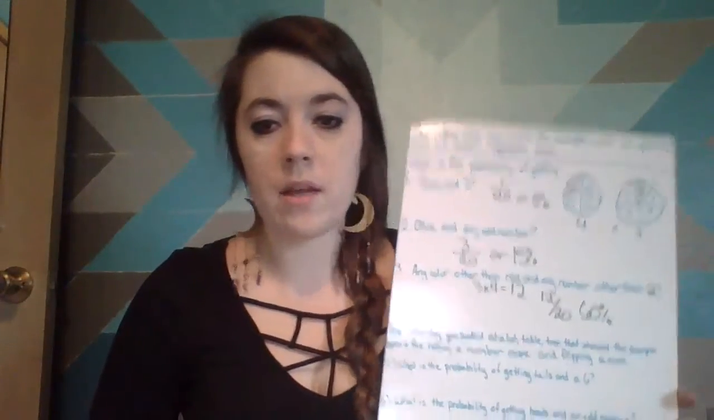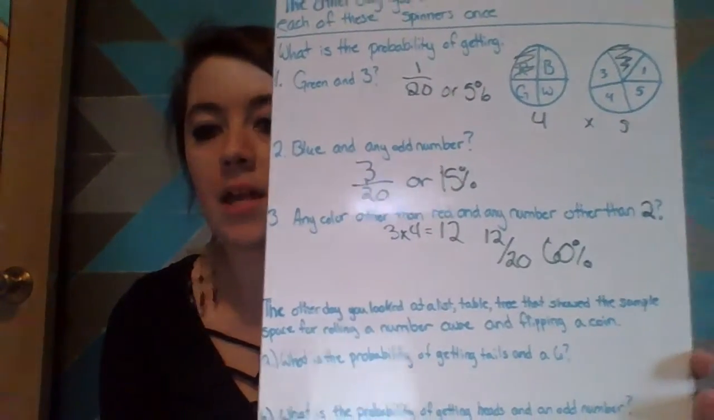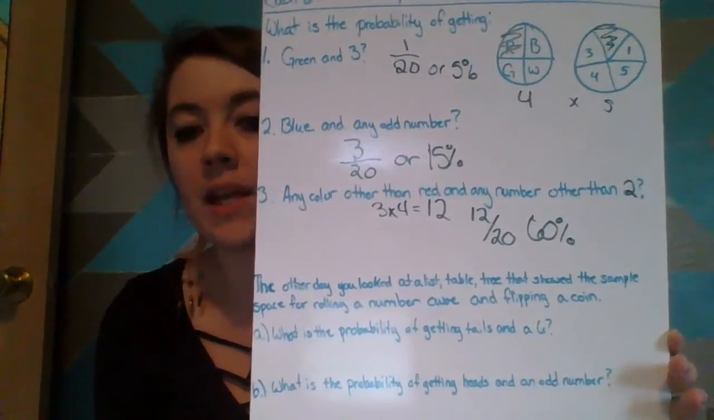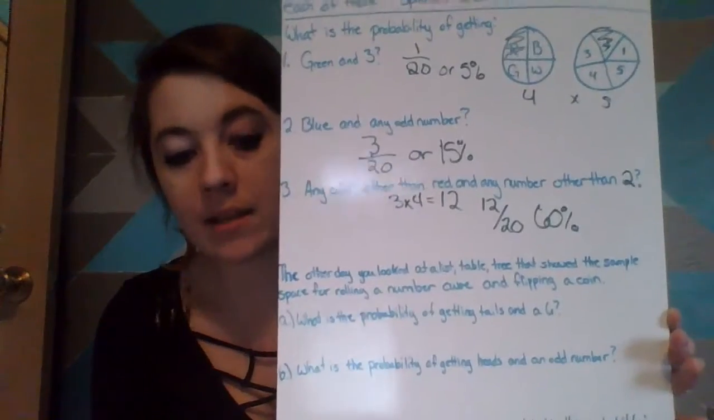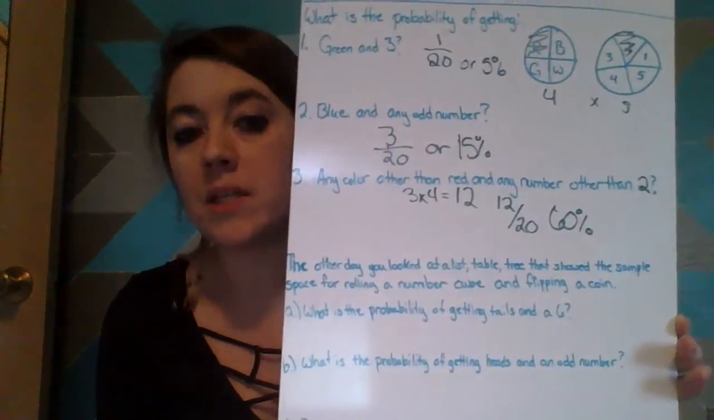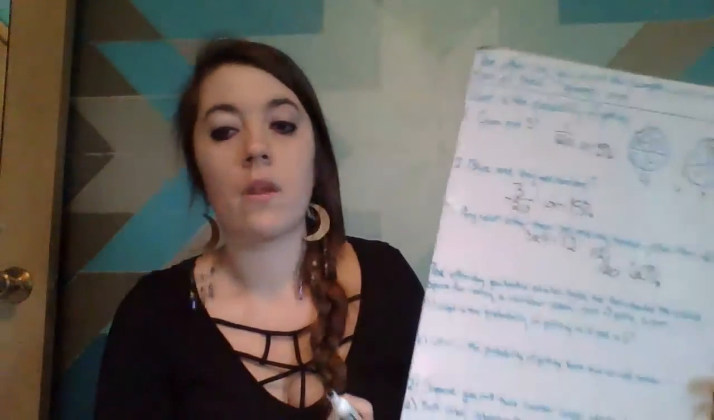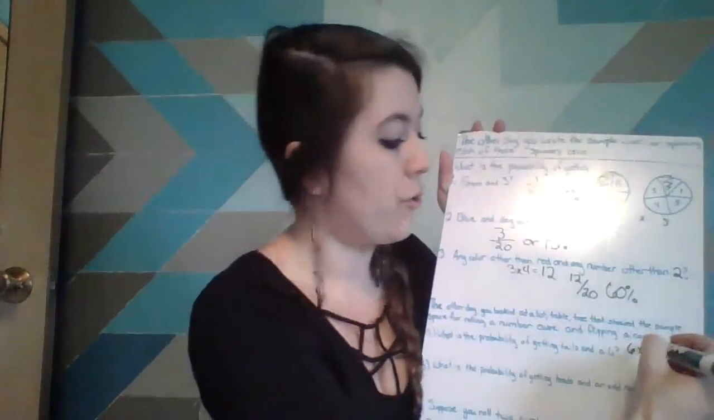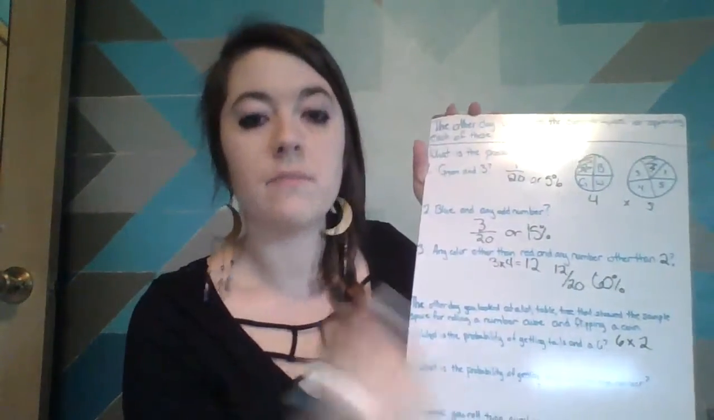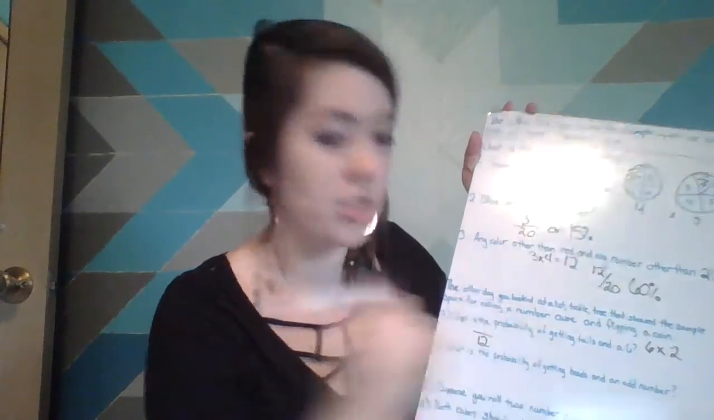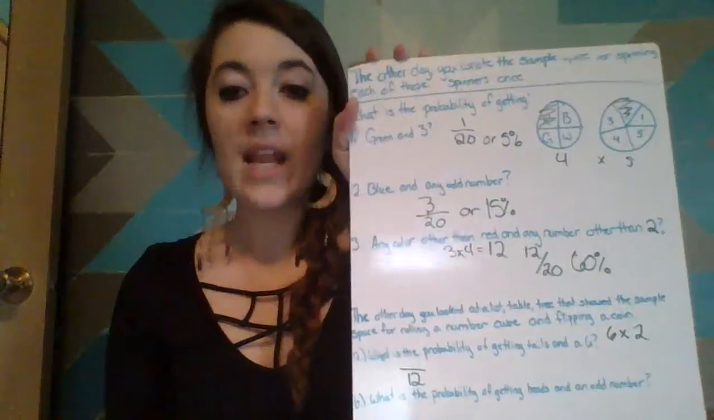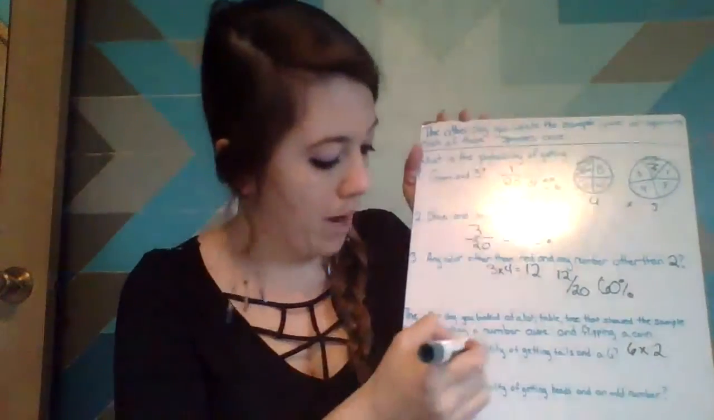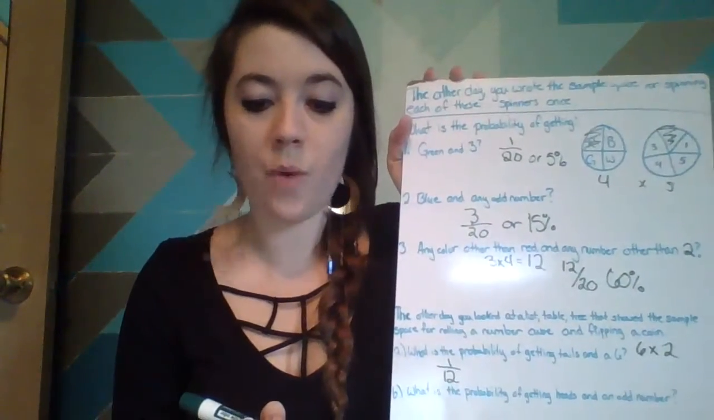All right, we've got a few more problems to take a look at. So the other day we looked at a list, table, and tree that showed the sample space of rolling a number cube and flipping a coin. So what's the probability of getting tails and a 6? Well, first of all, how many possibilities do we have by rolling a number cube? We've got 6. And how many do we have when we flip a coin? 2, heads or tails. So 6 times 2 is 12, so we know this is going to be out of 12 because that's the total possible outcomes. Well, how many times are we going to get a tails with a 6? There's only one outcome that'll happen like that. So it's 1/12.